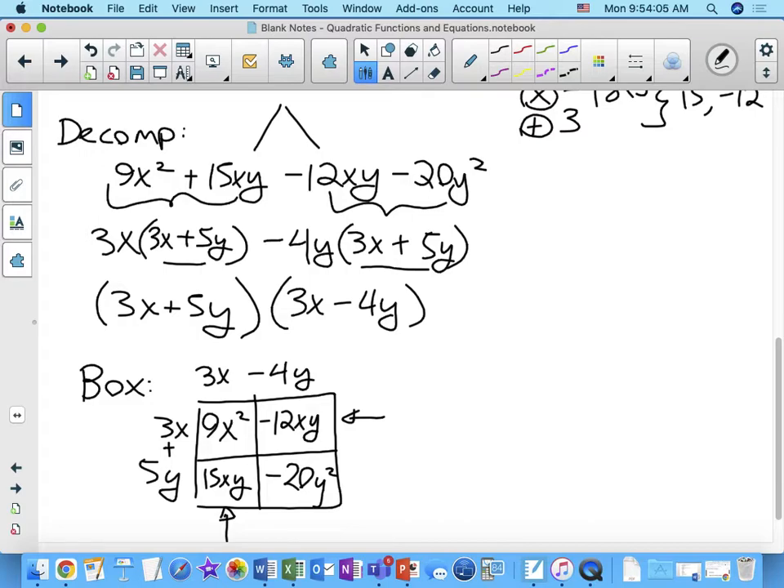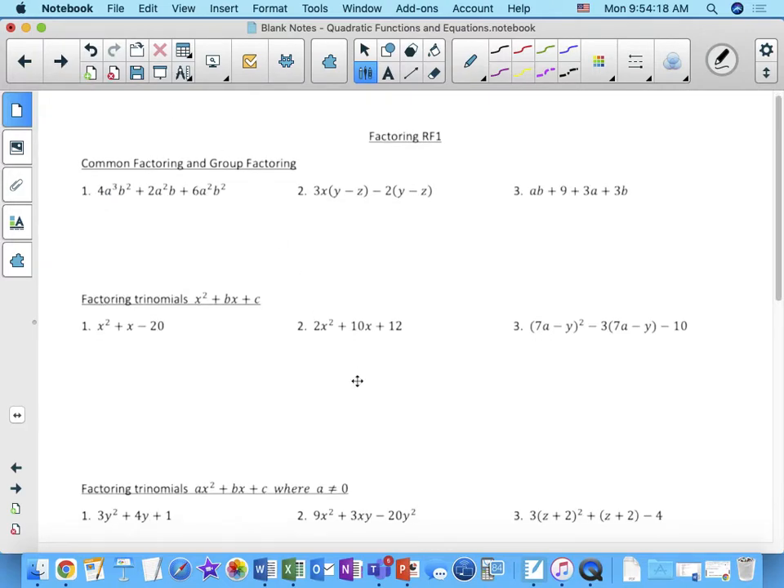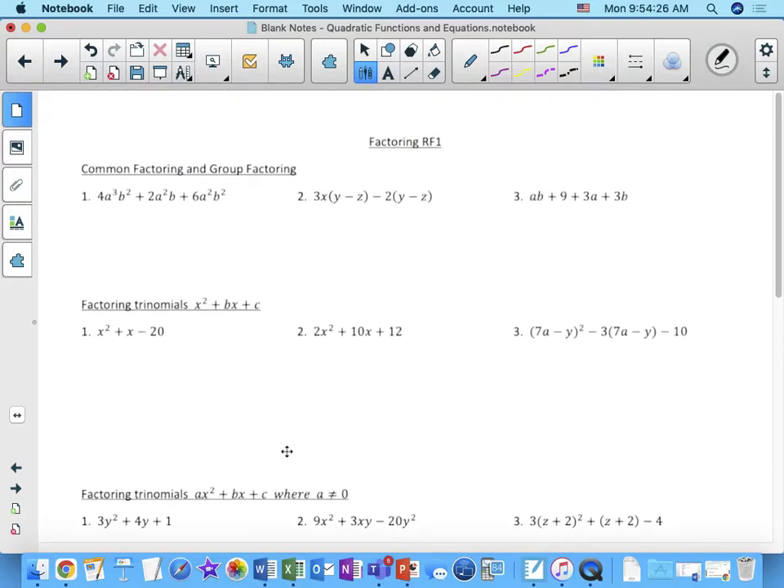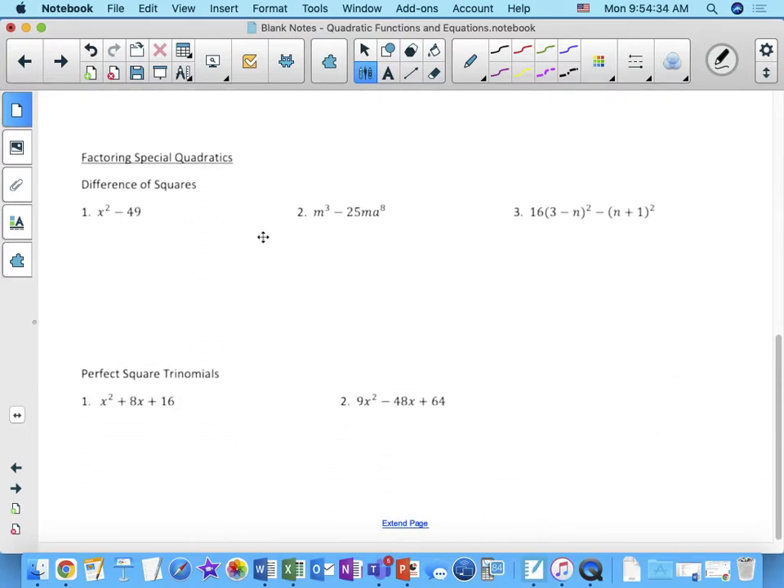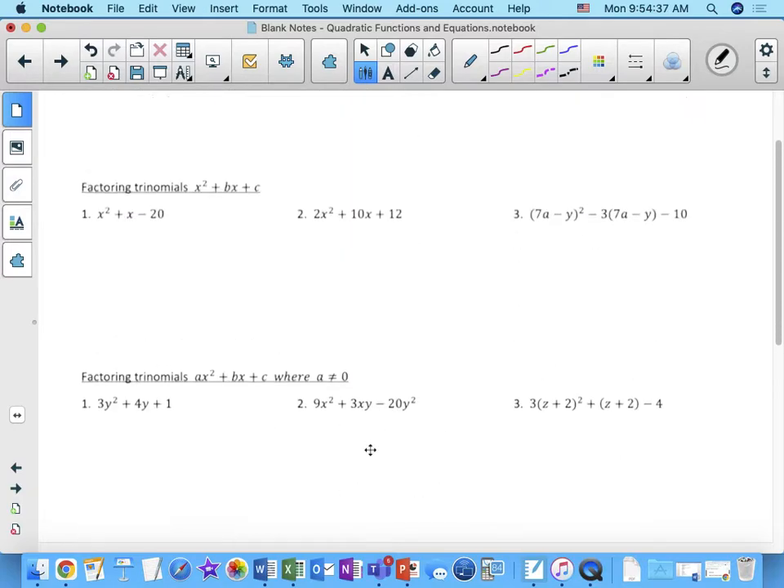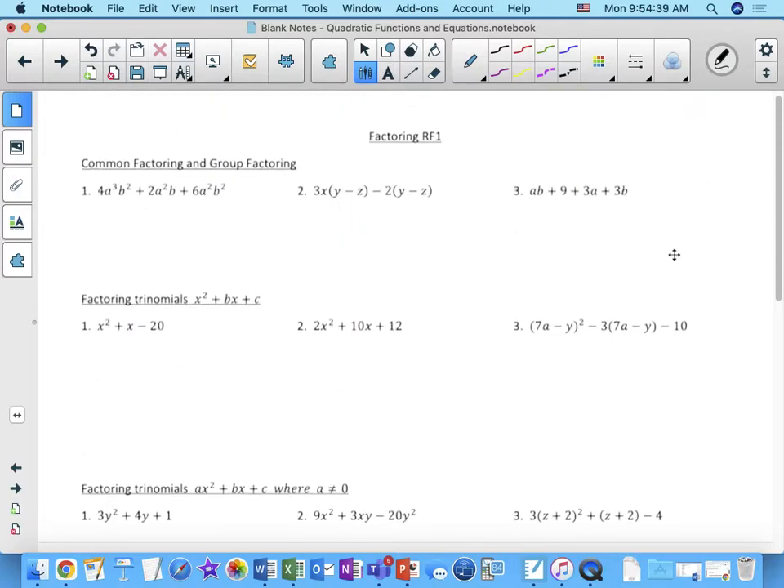So two other things that I want to talk about briefly. And actually what I'm going to do now is go on to this next page, which is where your notes start. Okay. So these are all just extra examples. I'm going to go through a couple of these that may look a little bit different. I want to talk a little bit about difference of squares and perfect square trinomials, but the other one I want to talk about is factoring by grouping.